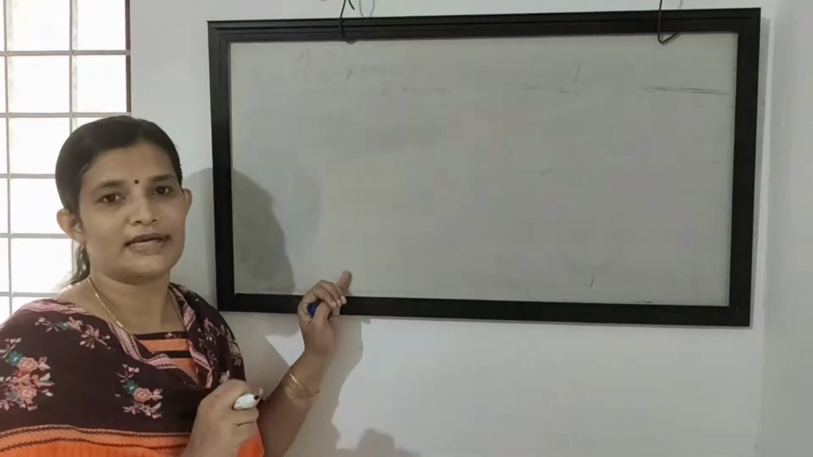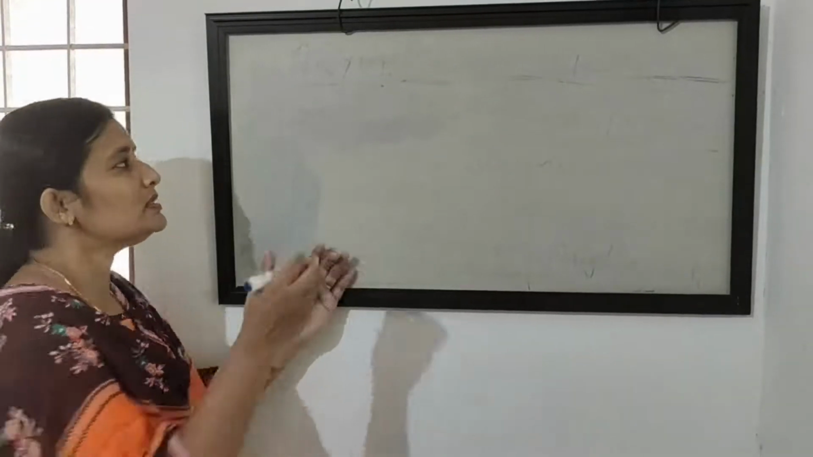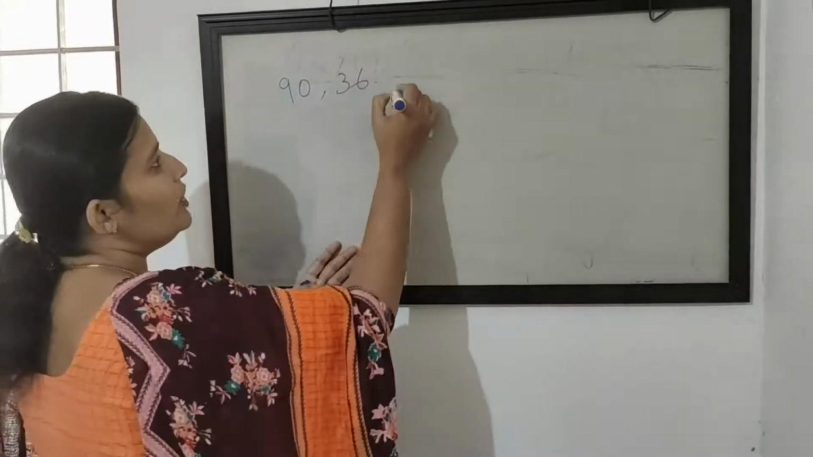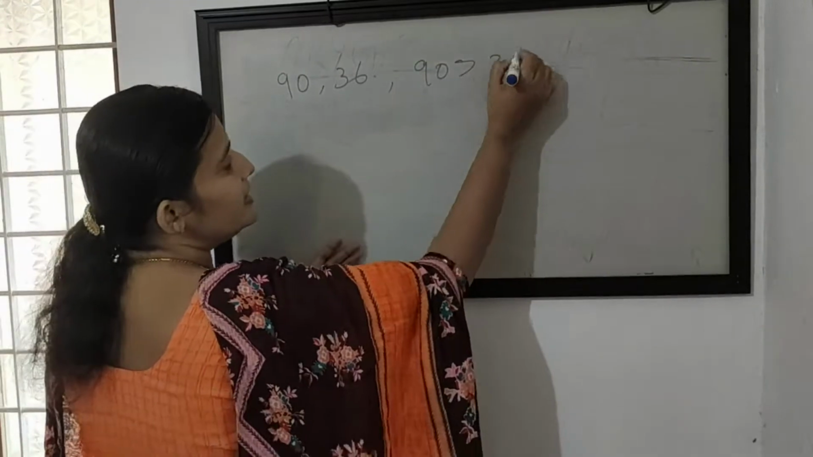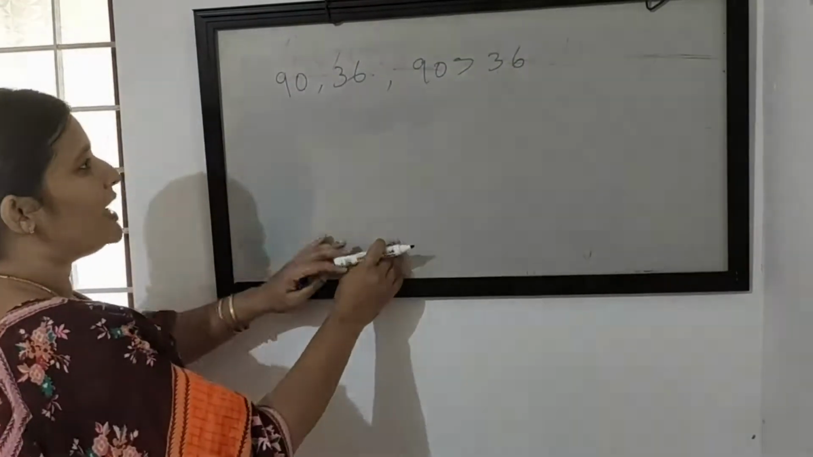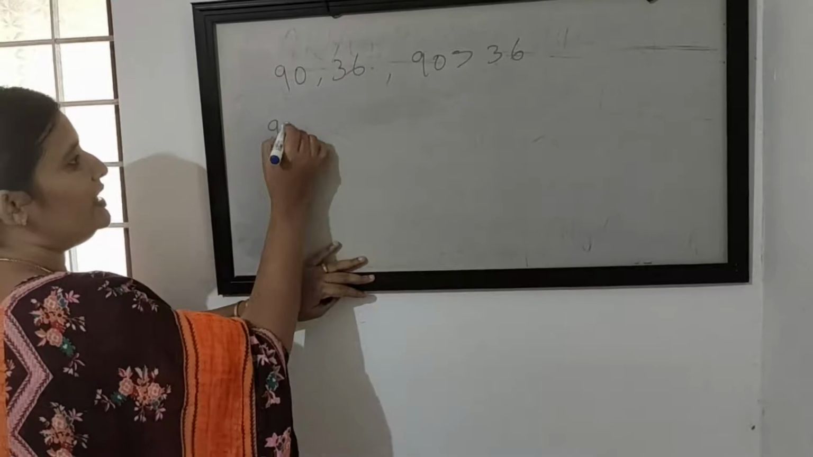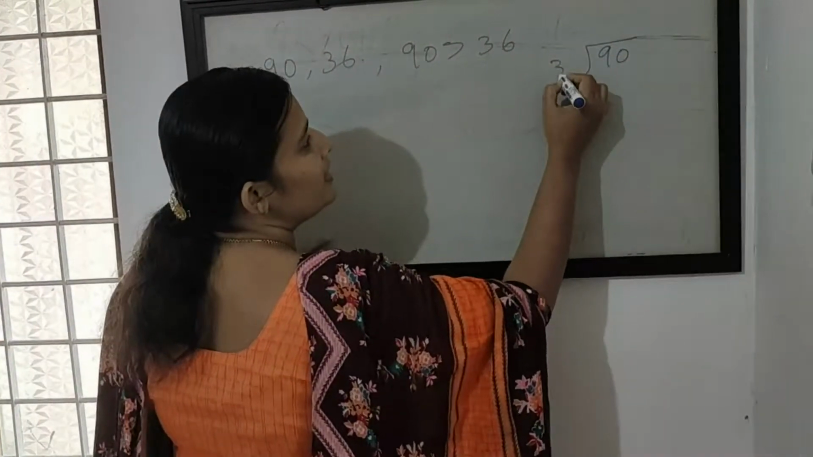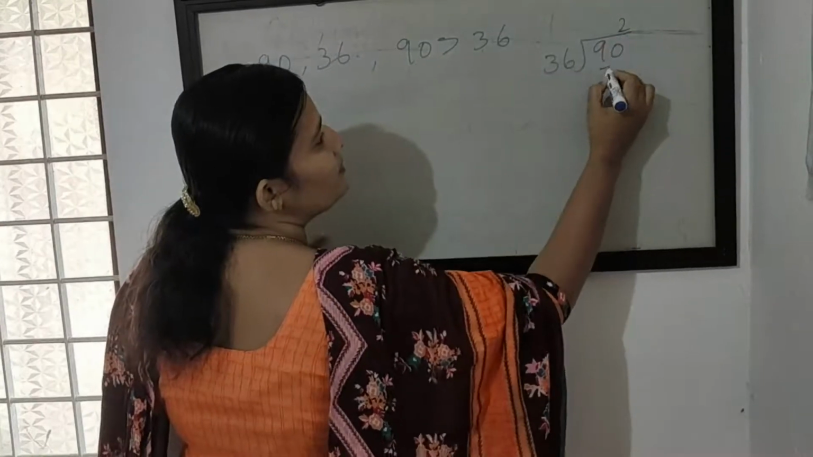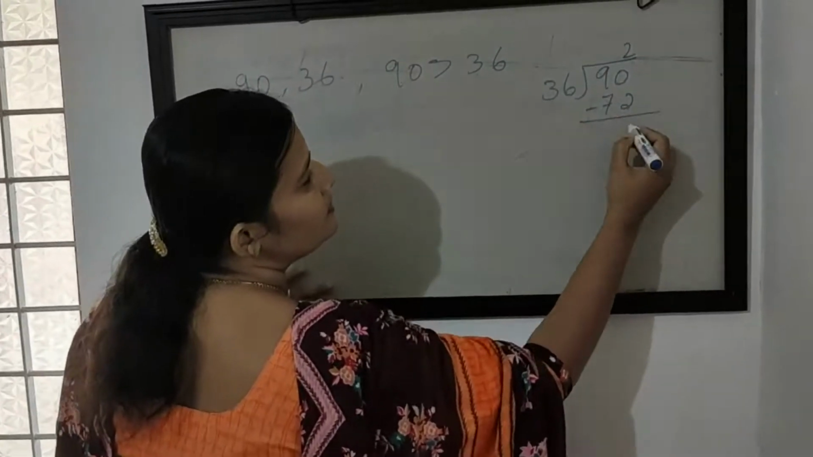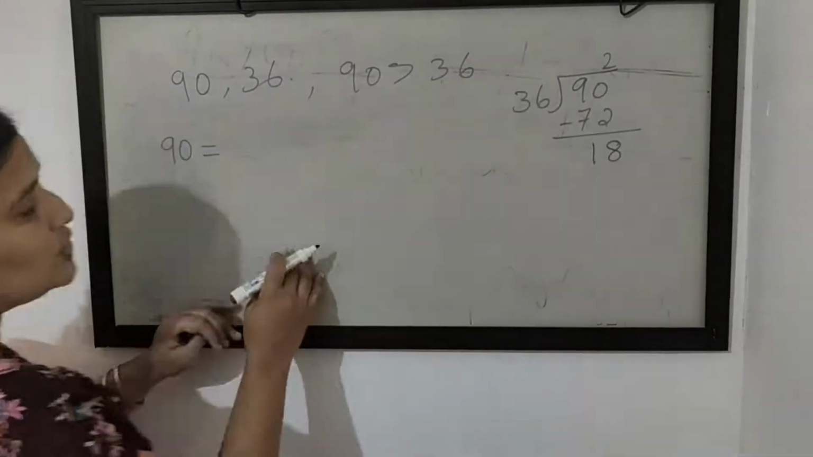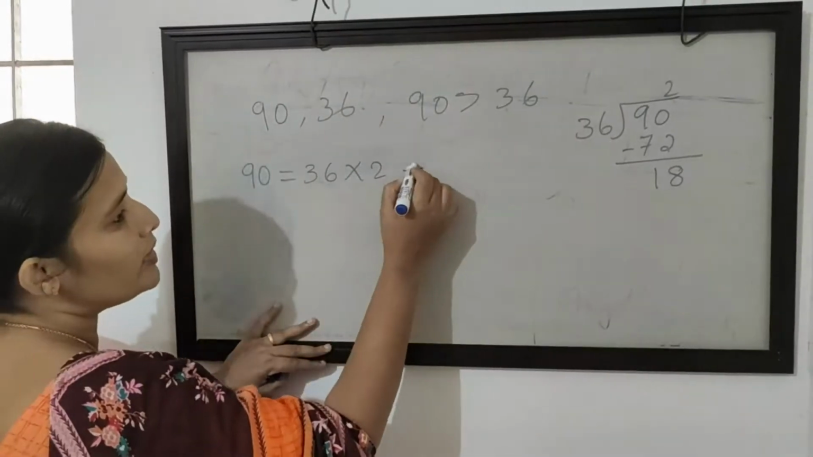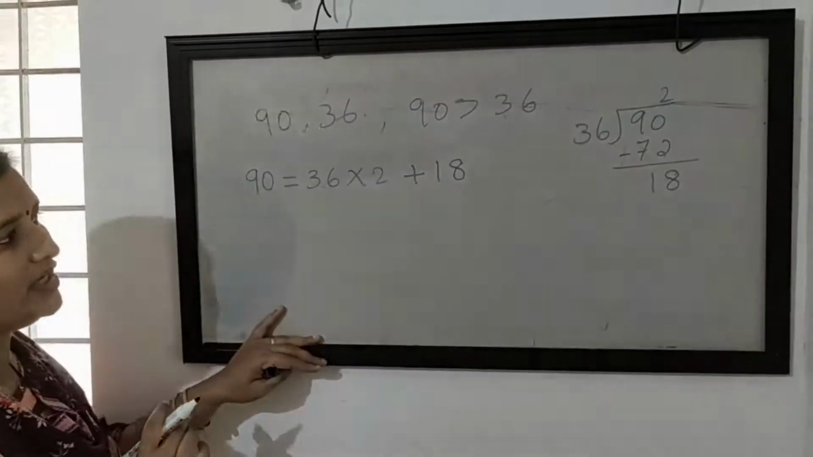I will give one more example. We can take another pair of numbers, 90 and 36. We know 90 is greater than 36. First we need to do the division. So here 90 we can write as 36 times 2 plus the remainder 18.